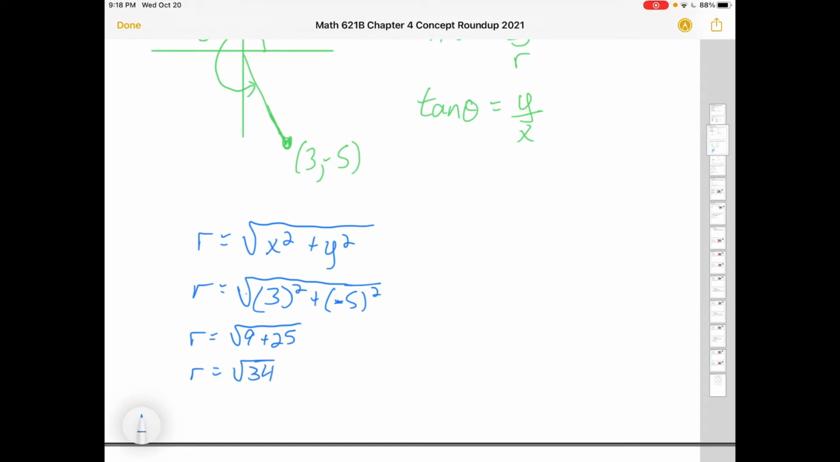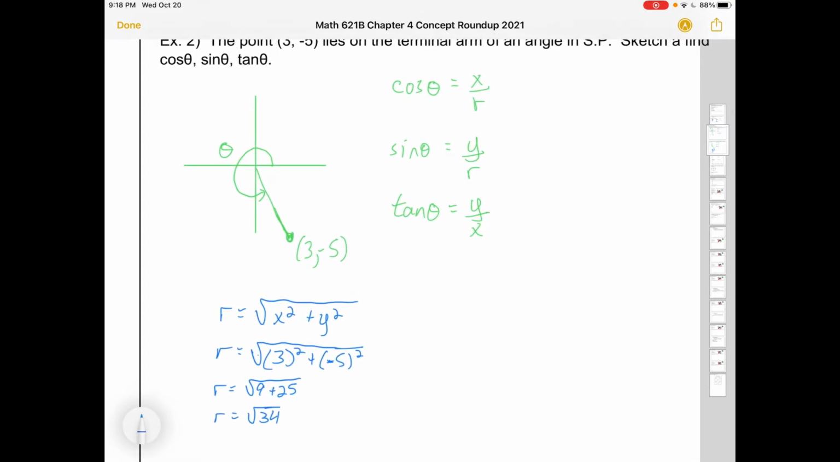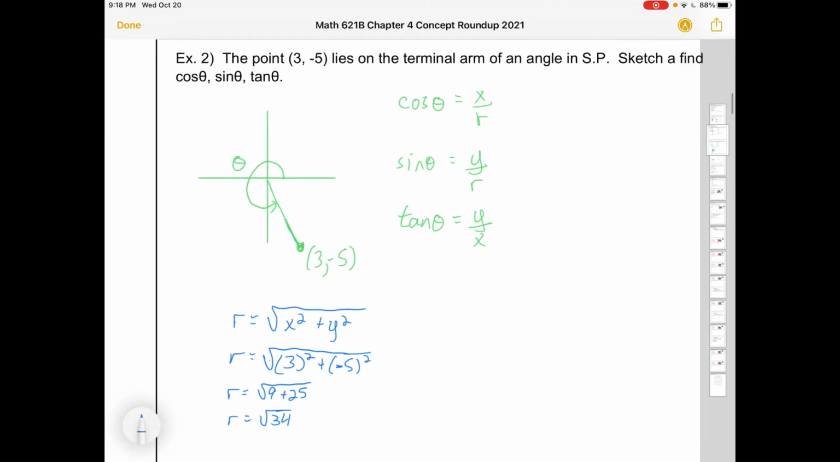Yes, you could get a decimal approximation in your calculator, but it's never going to be more perfect than it is right now. Once we have that, we can write down what cosine is. It's x, so the x value was 3 over root 34. The sine is y, which is negative 5, over root 34. And the tangent's going to be negative 5, y over x. Tan's the easiest one to find.